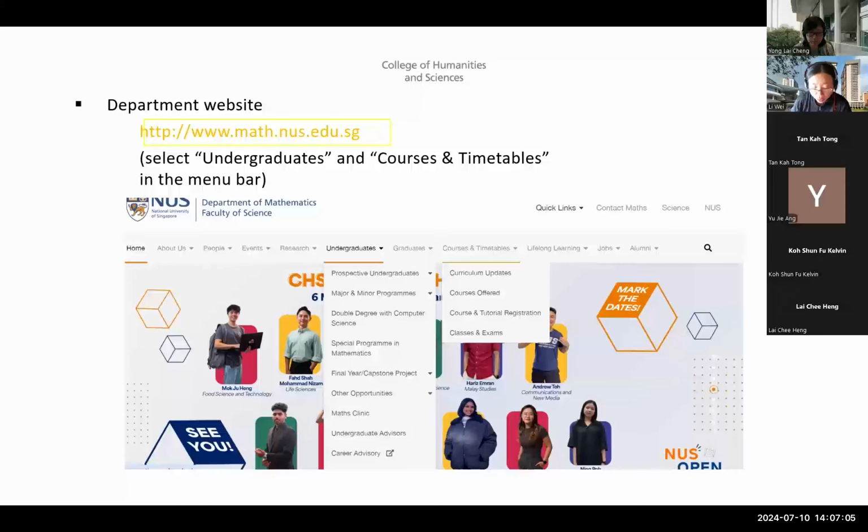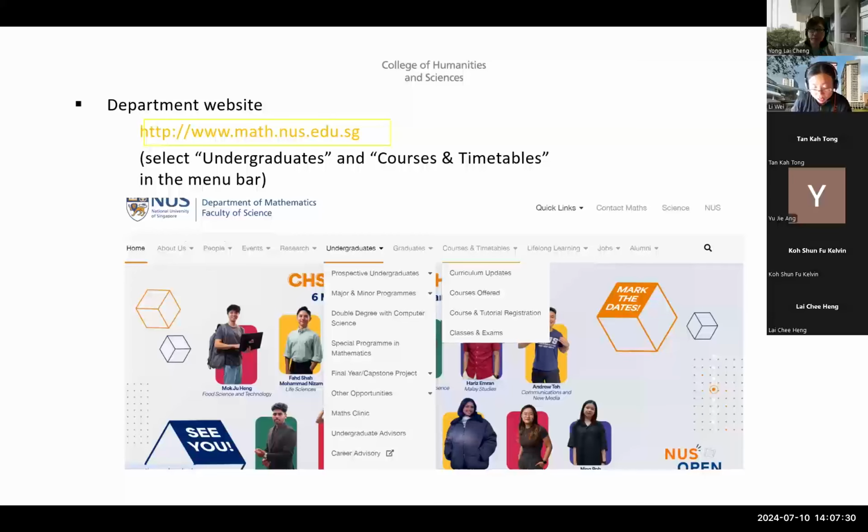You can see all the programs offered by the department. You can find information of major in QF, second major in QF, and minor in QF. These are the 3 programs offered at the undergraduate level here in our department. Let me check. Okay, so let's continue.